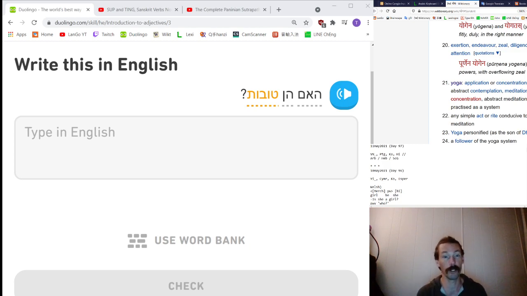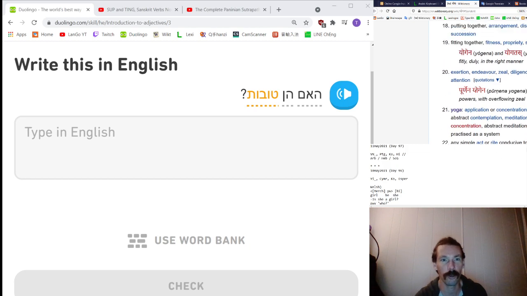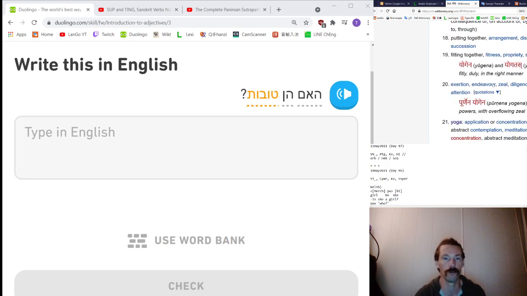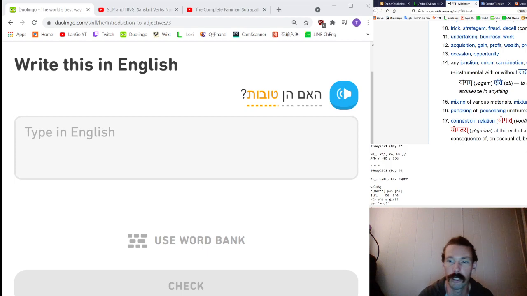All right, now our concept of yoga: application or concentration of the thoughts, abstract contemplation, meditation, self-concentration, abstract meditation, and mental abstraction practiced as a system. Good old mouthful. So, sort of a resonating of lots of these prior meanings. A big carpet, an interrelated web of meanings here.